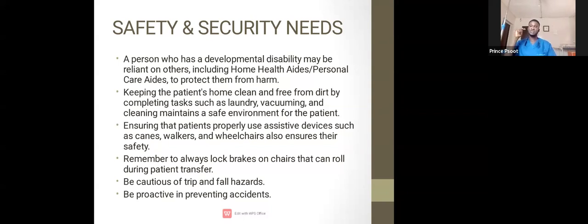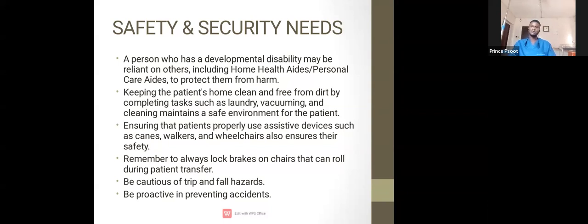Ensure that patients properly use assistive devices such as canes, walkers, and wheelchairs to ensure their safety. A patient who is not able to walk well should have a walking stick or even a wheelchair. This ensures safety and reduces the tendency to fall. Remember to always lock the brakes on chairs that can roll during patient transfer. If you are transferring patients, always check the chairs and lock the tires. Most of the tires have a brake, so you lock those brakes.